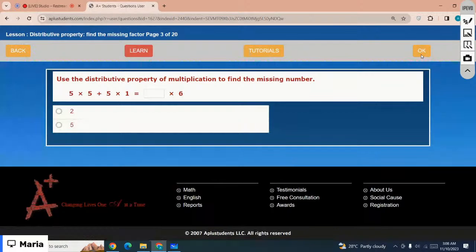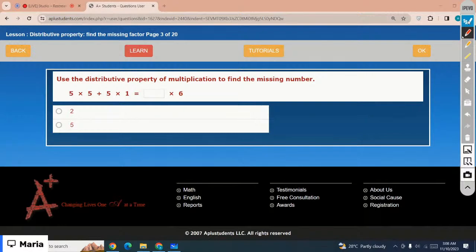Okay, use the distributive property of multiplication to find the missing number. Which number is missing? 5 times 5 plus 5 times 1 equals the missing number times 6. So which number is missing?